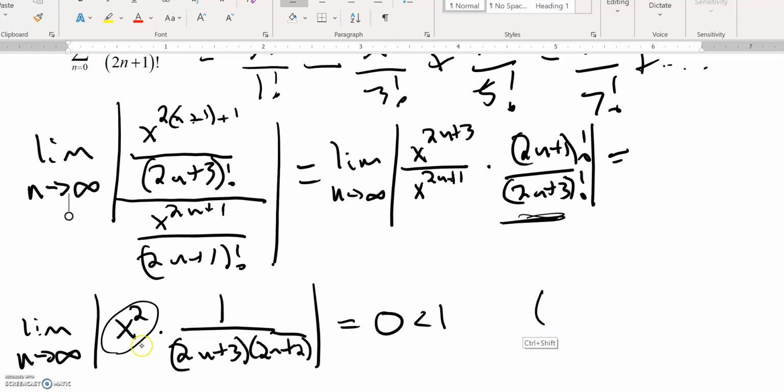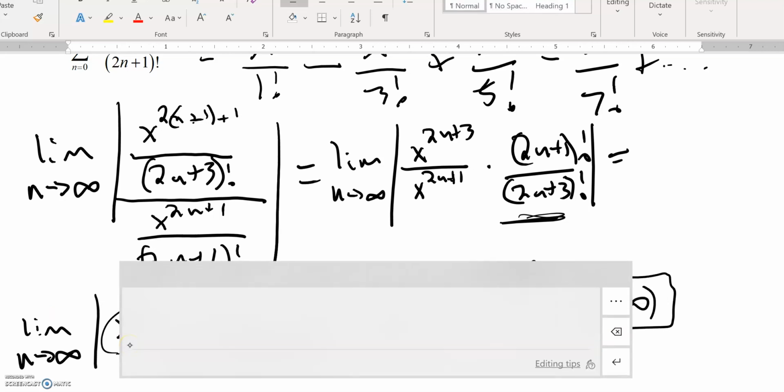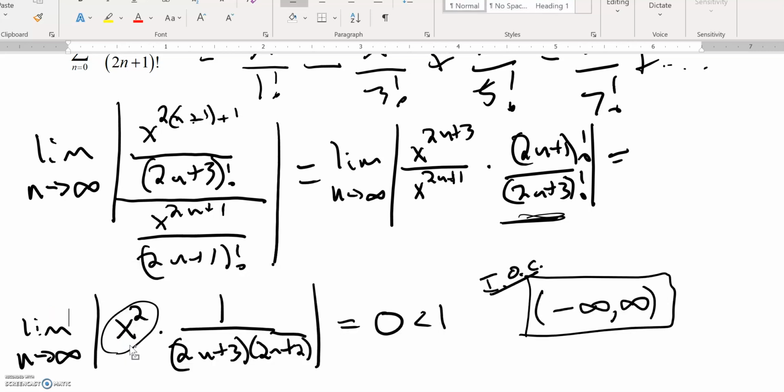And so this is an example where the interval of convergence is negative infinity to infinity, because I can put any value of x in and this thing will converge. So I don't even need to bother checking the endpoints. I can just do this and be done with it.